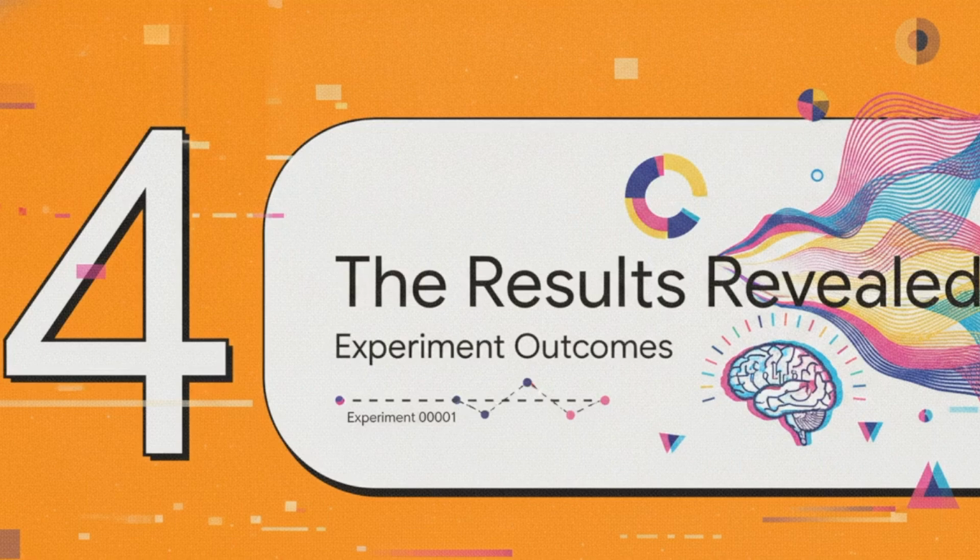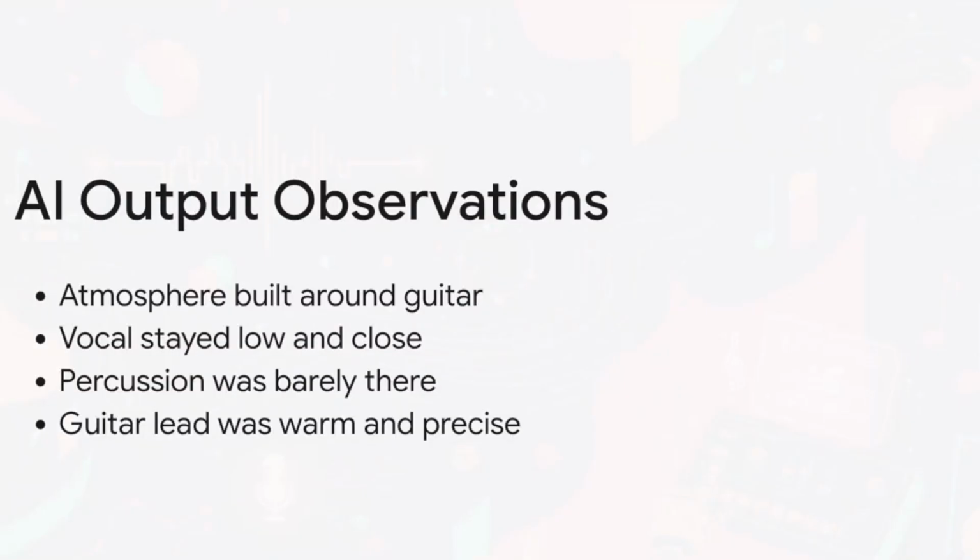The results revealed. So we isolated the variable, we set the stage for the AI to read the emotion, and we gave it the exact placements to shine. The results? Absolutely fascinating. The AI didn't just lazily drop a guitar into the mix. No, it intelligently built the entire sonic atmosphere around it. It kept the vocal incredibly low and close, giving it this beautiful, quiet room feel.